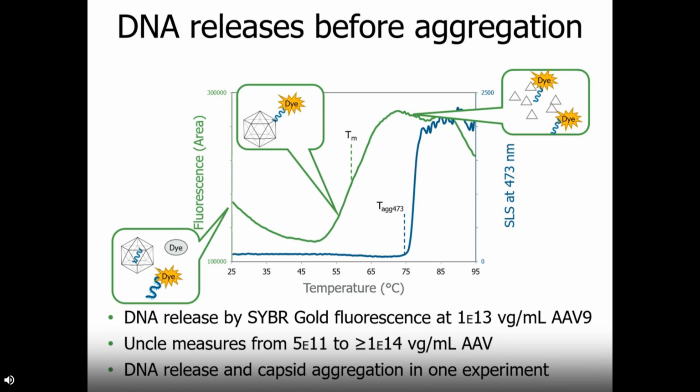Simultaneous with this SYBR Gold fluorescence ejection, we're also looking at the SLS data in blue, and this is showing our aggregation onset, again, really close to 75 degrees Celsius. So with one experiment, we're seeing the amount of DNA that's present at the start of the experiment before any AAV have started to degrade because of temperature. We're seeing the temperature at which DNA starts to release from our capsids, and we're seeing when aggregation begins via SLS.